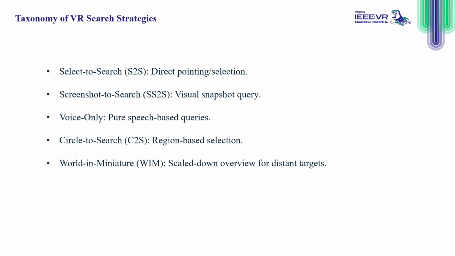We first defined a taxonomy of 5 search strategies. This includes familiar methods like direct selection and voice-only queries, but also more specialized techniques for groups of objects and for targets that are distant or hidden.